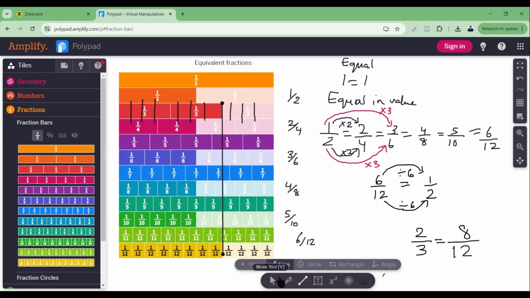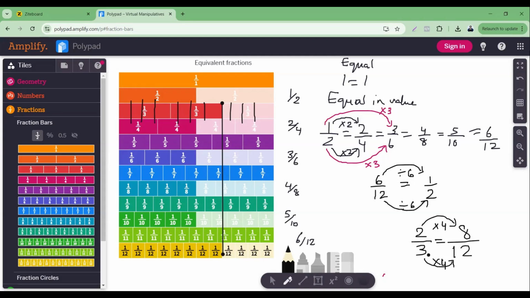What is the connection? Every part I was cutting into 4 pieces. That means I'm actually multiplying by 4. So every part I'm cutting into 4 pieces, and that is why the total number of parts also increases by 4 times, and even the numerator, the selected parts, also increases by 4 times. So I get 8/12. So this is the meaning of multiplication.